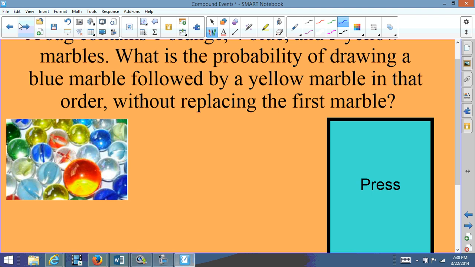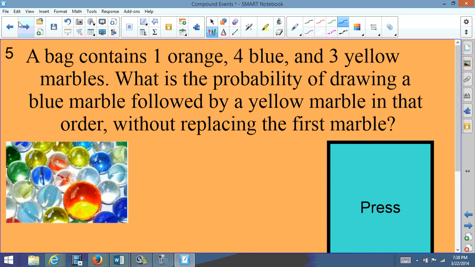So let's see. What's the probability of drawing a blue marble? Well, how many blue marbles were there? 4 blue marbles. And how many marbles were in the bag? Let's see. 1, 5, 8. So 4 blue marbles out of 8. So the probability of getting blue was 4 out of 8.